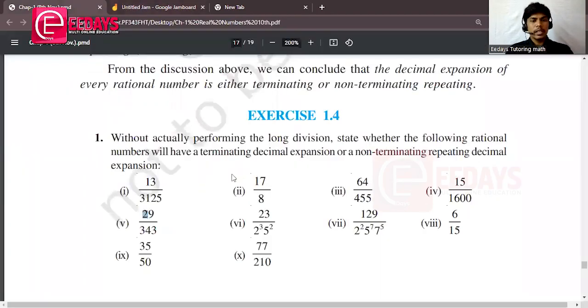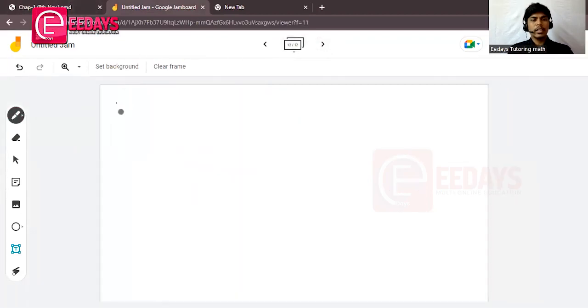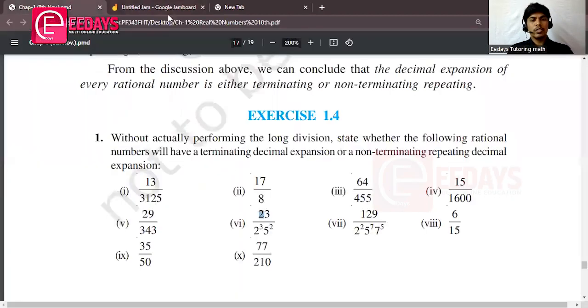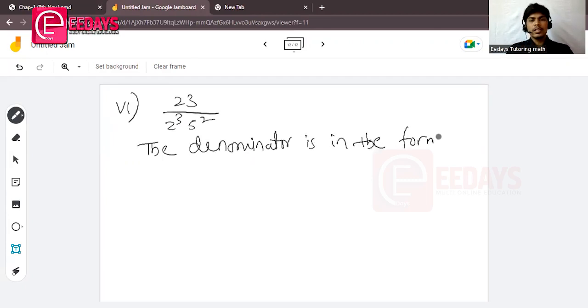Okay, let's move on to the sixth one. Observe the question: 23 by 2 cube into 5 square. Observe the denominator. They already did the prime factorization, so they saved our time. The denominator is in the form of 2 power n into 5 power m.